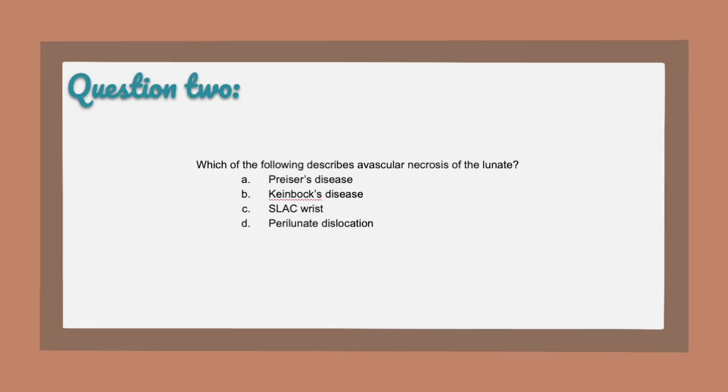Question 2, the answer is B, Kienbock's disease. That is the avascular necrosis of the lunate. Preiser's disease is avascular necrosis of the scaphoid. A slack wrist is a scapholunate advanced collapse, which is common with arthritis. And then perilunate dislocation is dislocation of the carpus relative to the lunate.